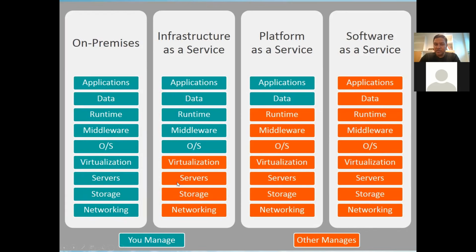But when we move to infrastructure as a service, the networking, storage, server, and virtualization are managed by the cloud service provider. What we manage is installing the OS on it, middleware, runtime, data, and building the application. But when we take platform as a service, then everything else the cloud service provider manages. We are managing our data and application. But when we are using software as a service, for example WhatsApp, everything is provided by others, and we are not managing anything.